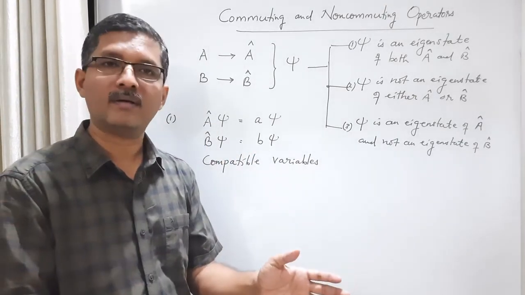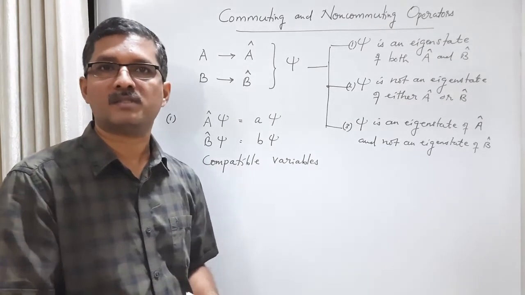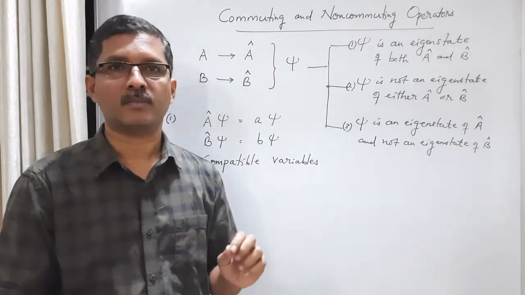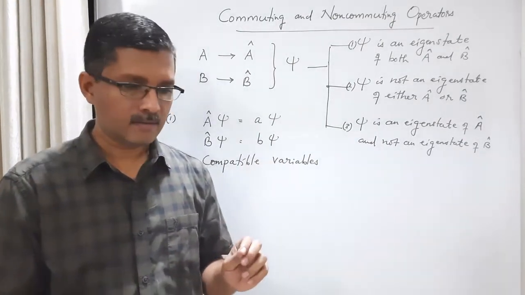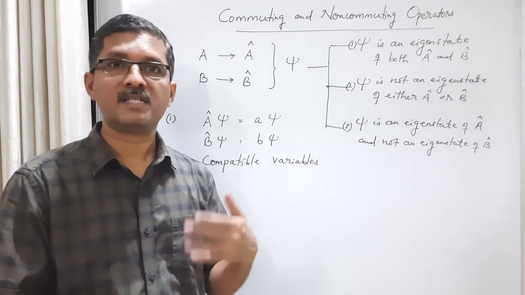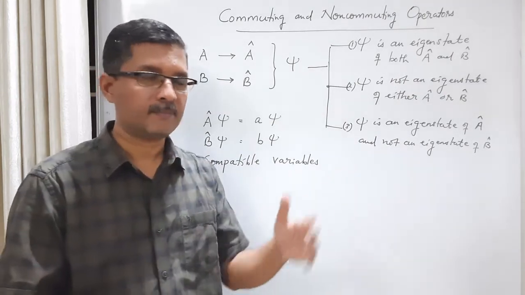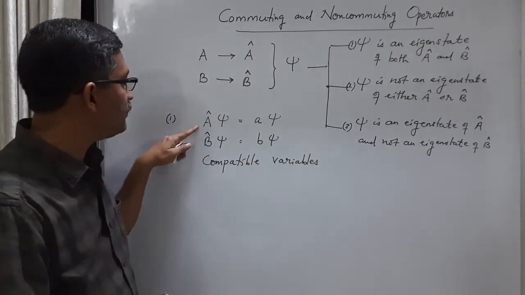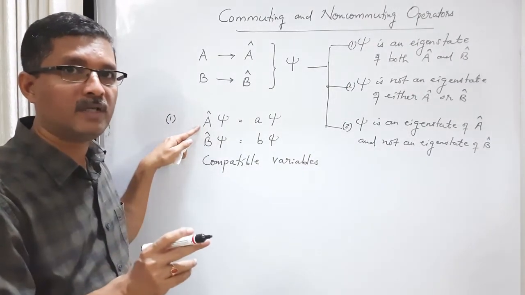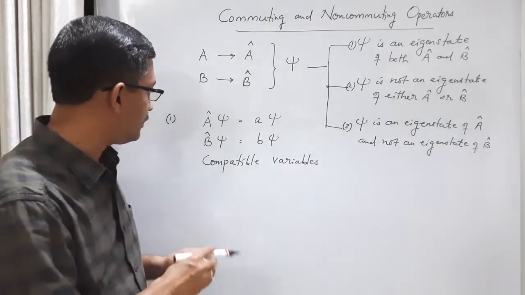So in 10 members of the ensemble, we measure A, and in the other 10 members of the ensemble, we measure B. Now this time we take the same member of the ensemble. First we measure A and then we measure B. So it's a sequential measurement, one after the other. So let us say first we measure A. This time we are considering the same member of the ensemble.